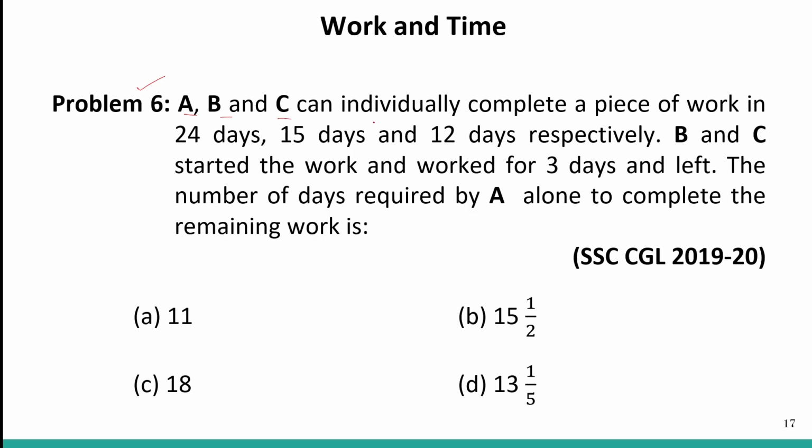A, B and C can individually complete a piece of work in 24 days, 15 days, 12 days respectively. So A's work rate is 1 by 24, the work rate for B is 1 by 15, and the work rate for C is 1 by 12, right? So B and C started the work, worked for 3 days and left. So the number of days required by A alone to complete the remaining work is what? 11, 18, 15 whole and 1 by 2, 13 whole and 1 by 5. Okay, let's see which among these 4 is the probable answer. This question has been asked in the SSC CGL 2019-20 paper. So let's go forward and see the step-by-step solution.